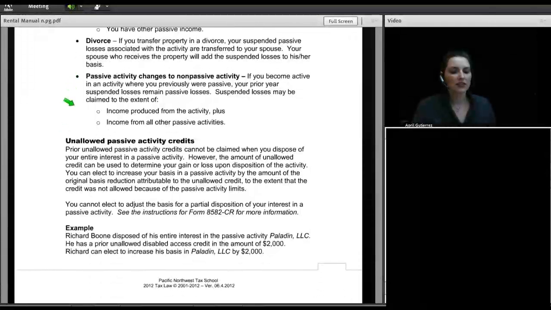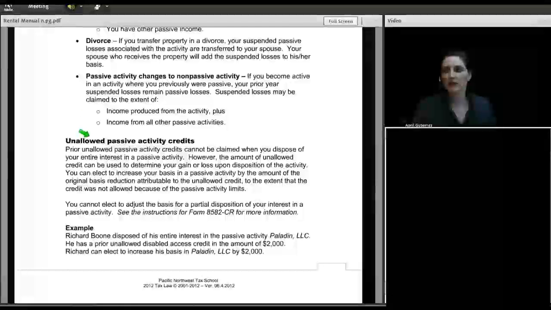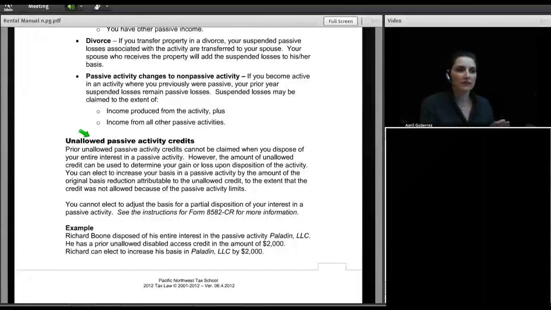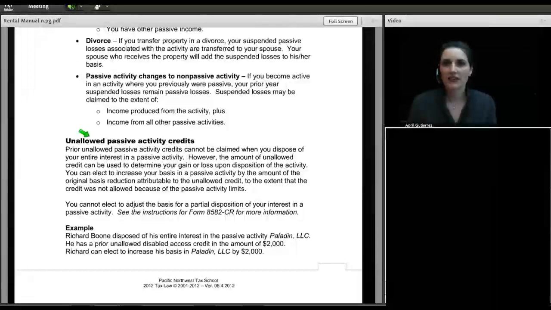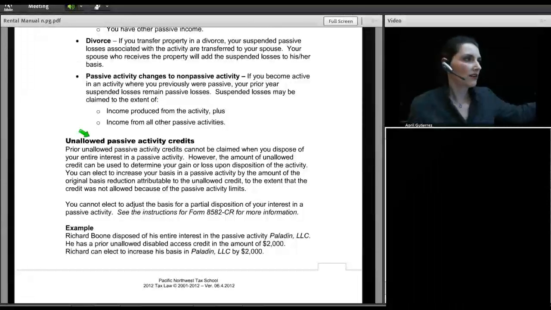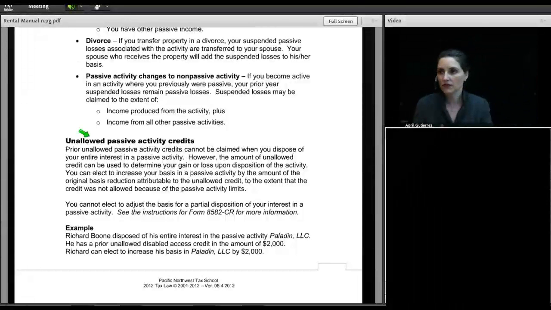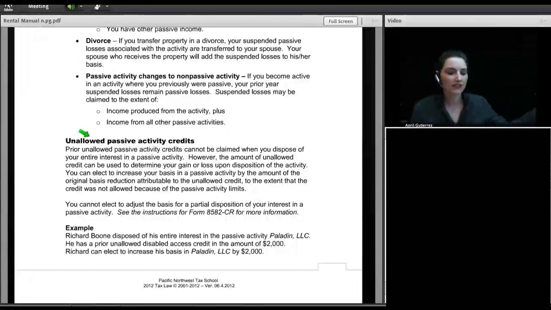Passive activity changes to non-passive activity. If you become active in an activity where you previously were passive, your prior year suspended losses remain passive. Suspended losses may be claimed to the extent of income produced by the activity plus income from all other passive activities. So you have a passive loss in an activity, you become non-passive in that activity. It doesn't turn your prior year passive losses into non-passive loss. They retain that same character. Unallowed passive activity credits.